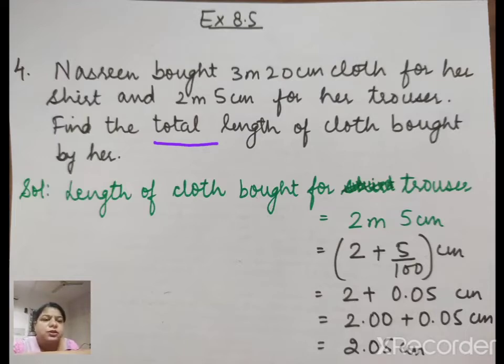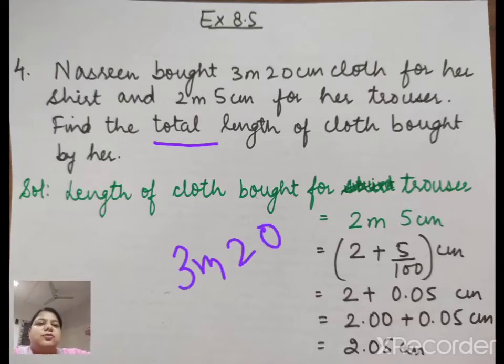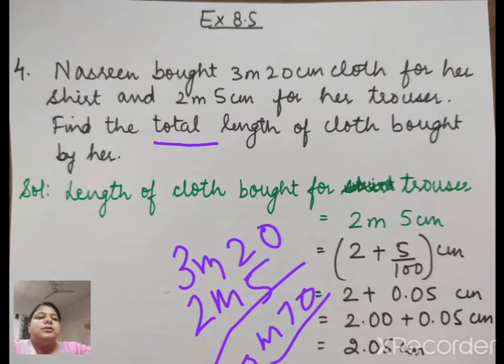First of all, we will convert them into decimals because addition will be easy. When we add it as it is, sometimes our sum can be wrong. I'll show you also. If we do not convert it into decimal, the major mistake you will make is that you will take 3 meter 20 and add 2 meter and 5 and get 3 meter 70, which is a wrong answer, right?